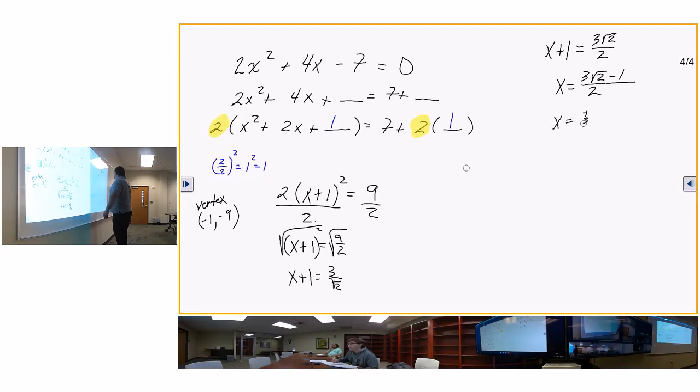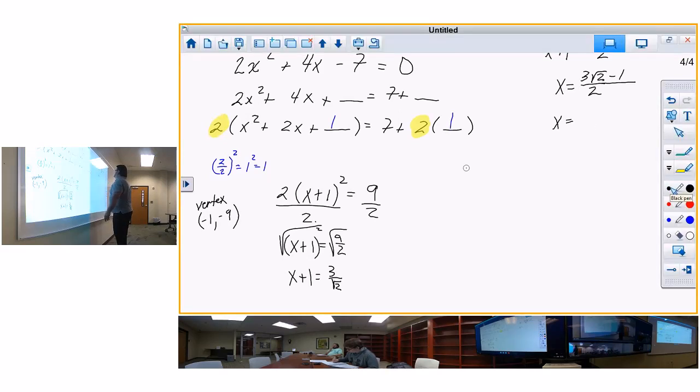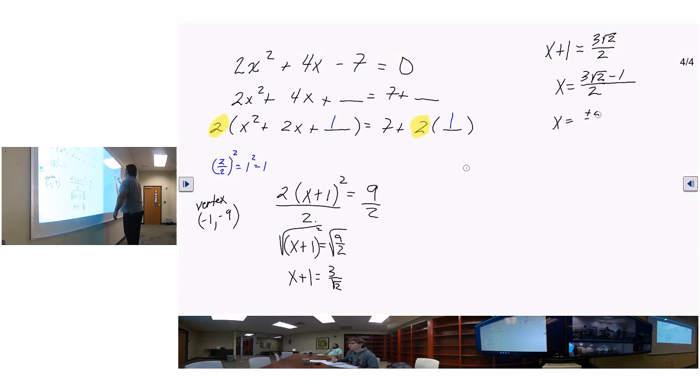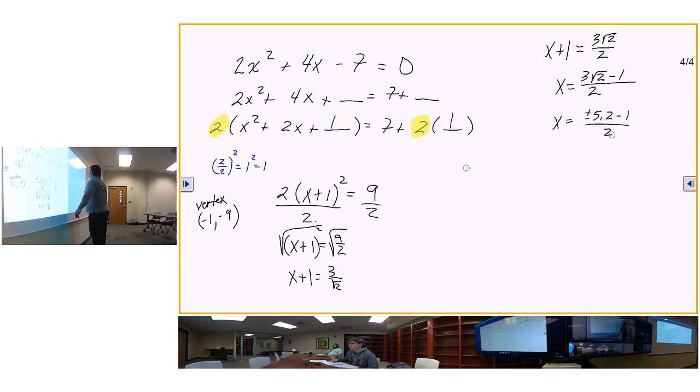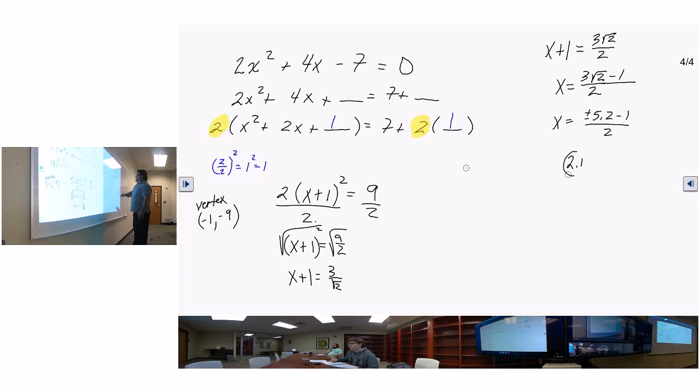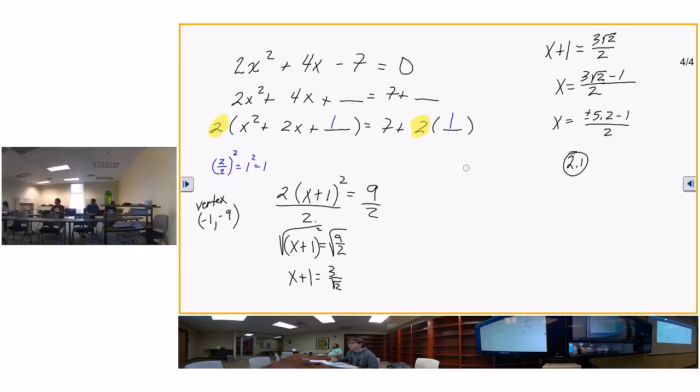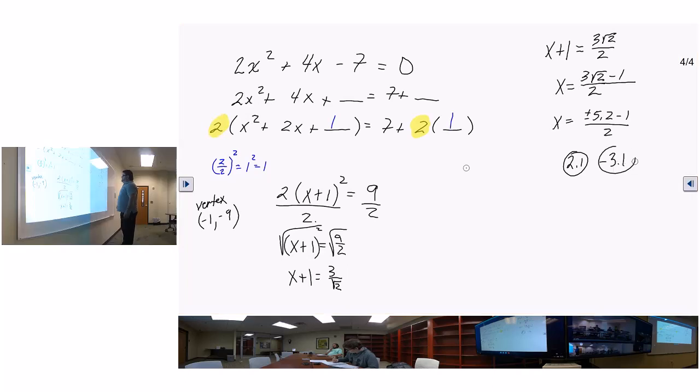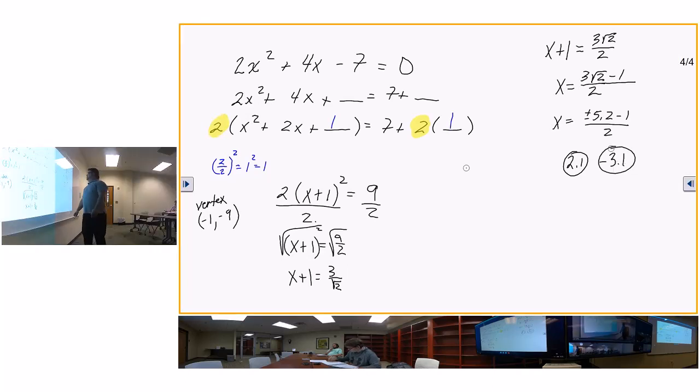I'm writing a 3 where negative is to be. 3 times 1.4 is what? 5.2? So positive or negative 5.2 minus 1 over 2. So 4.2 over 2 is what? 2.1. And negative 6.2 is 3 point what? 1? Negative 3.1? Y'all check my math, but I should be in the vicinity.